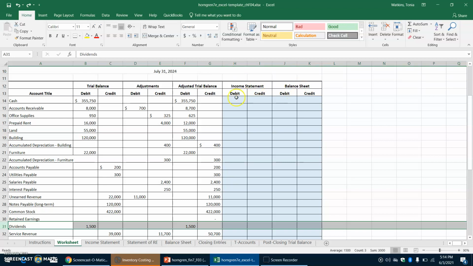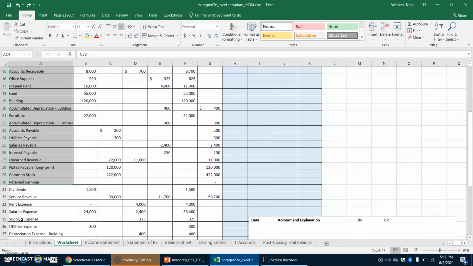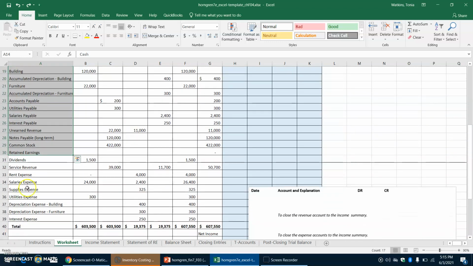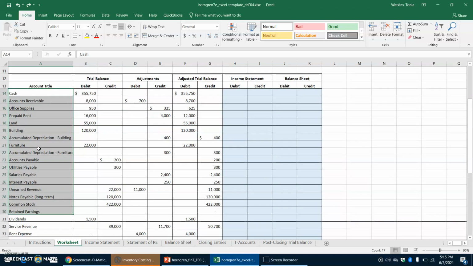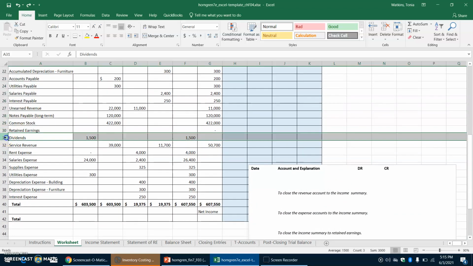So all of these accounts listed over here are all the accounts that the company uses that currently has an ending balance. So at December 31, or at the end of the accounting year, we need to close out the temporary accounts. So all the way from cash all the way down to retained earnings, those are called permanent accounts. Okay? So what we're closing out is everything from dividends down.